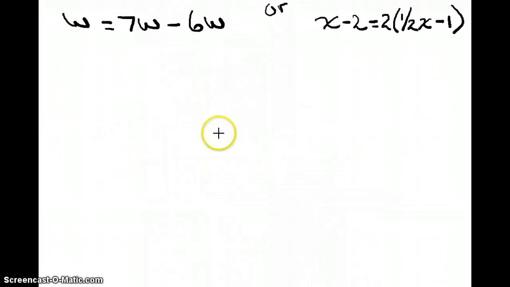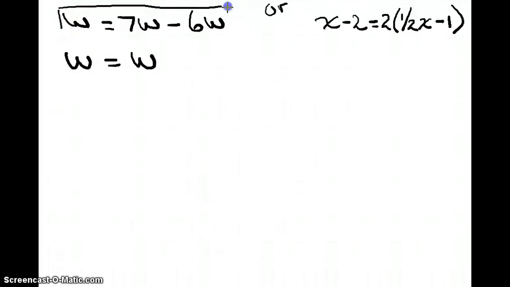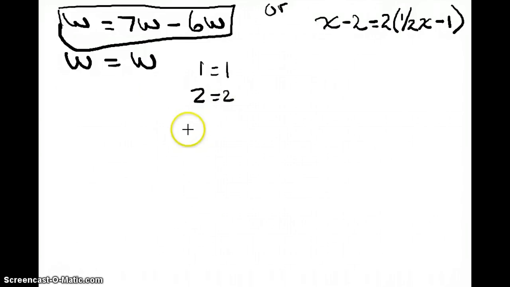Well, let's take a look at the opposite of that. In this particular situation, we have w equals 7w minus 6w, which is w. What values of w will make this statement true? Well, we can start to think about this. If w equals 1, then 1 equals 1. What about when w equals 2? 2 equals 2. 5 equals 5.